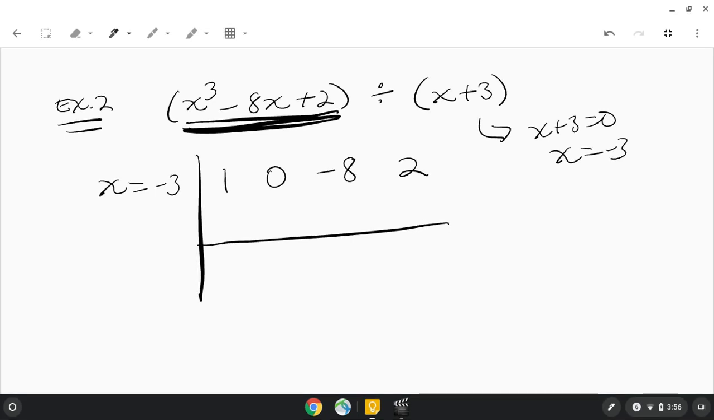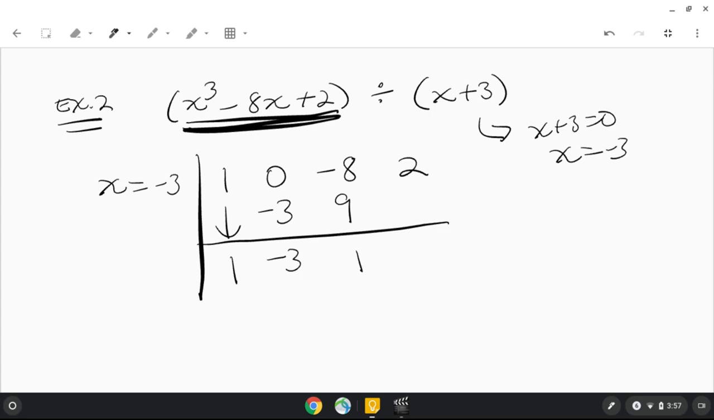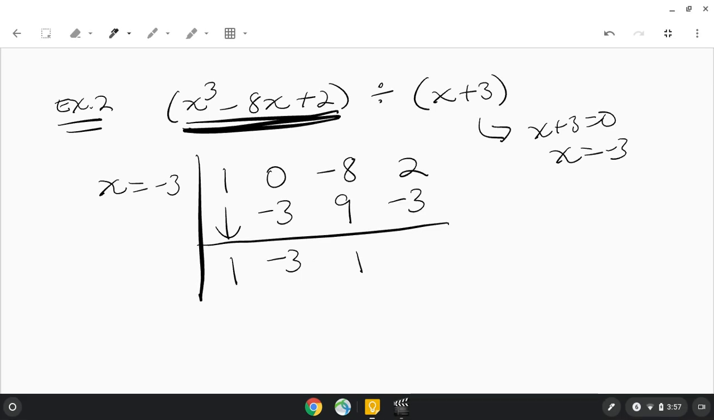Bring down this first number, 1. And we begin to multiply and then combine. Multiply, combine, multiply, combine. So multiplying 1 times negative 3, I get negative 3. Combining 0 and negative 3, I get negative 3. And repeat the process. So negative 3 times negative 3, that's positive 9. And then when we combine this, we get 1. And then multiply again, and we get negative 3. And when we combine these, we get negative 1.